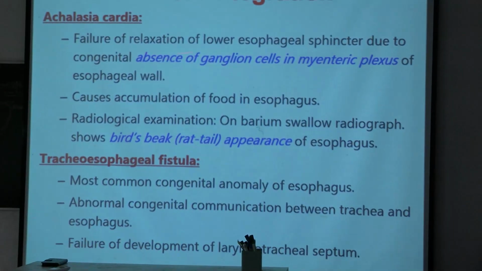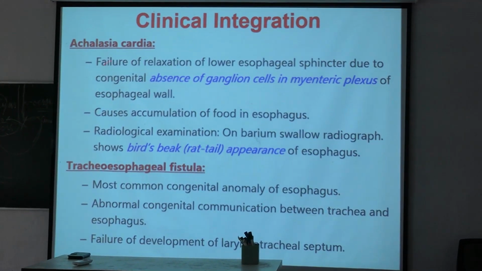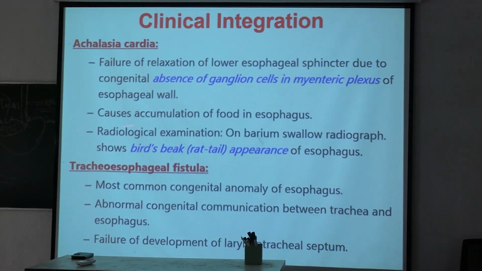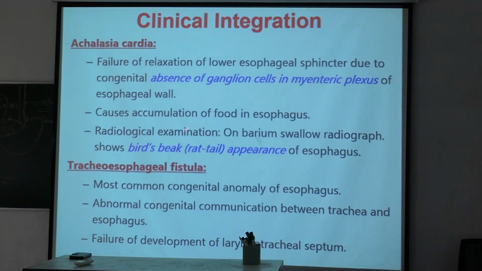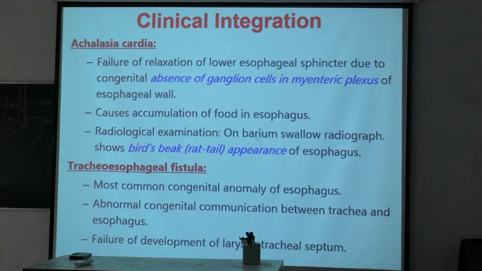Okay. Achalasia Cardia is failure of relaxation of the lower esophageal sphincter due to congenital absence of ganglion cells in the myenteric plexus of the esophageal wall. It causes accumulation of food in the esophagus, and on radiological examination, in barium swallow X-ray, you will see a bird's beak or rat tail appearance of the esophagus. Okay, lower end is constricted, that will appear as a rat tail.